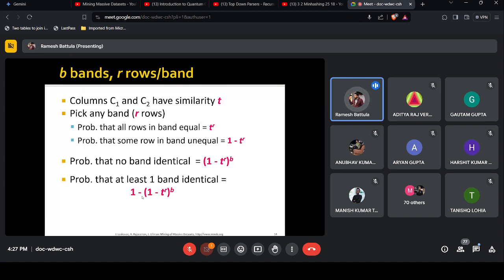Suppose we have B bands and R rows; we need to define the relation. Columns C1, C2 have similarity T. Pick any band with R rows; the probability that all rows in the band are equal is T to the power R. The probability that some row in the band is unequal is 1 minus T^R. The probability that no band is identical is (1 minus T^R) to the power B. And the probability that at least one band is identical is 1 minus (1 minus T^R)^B.